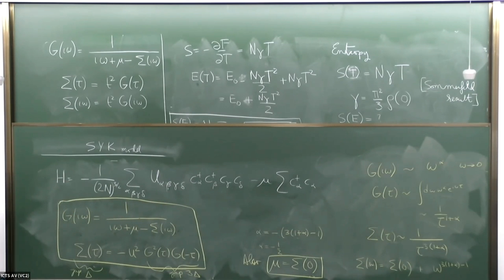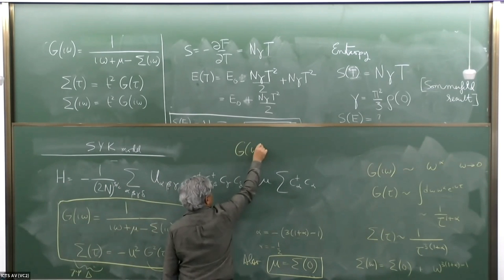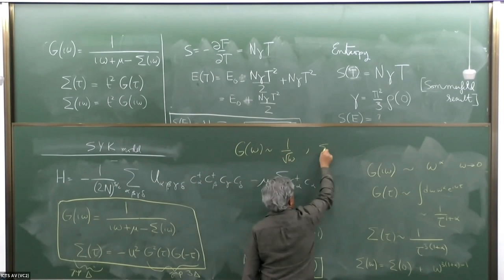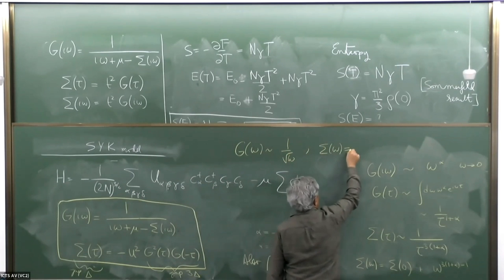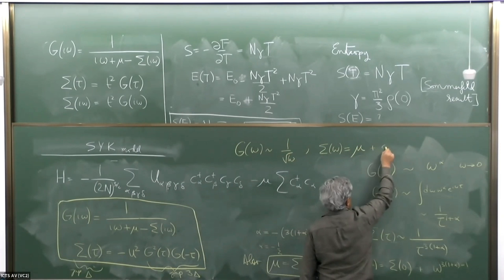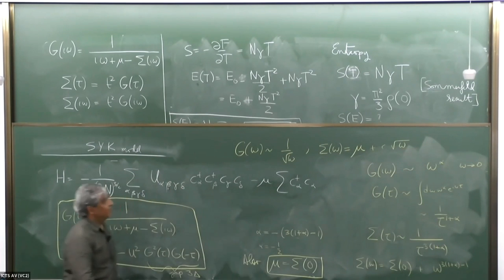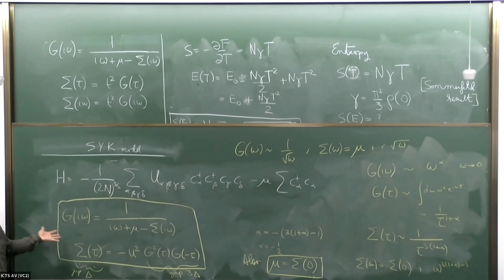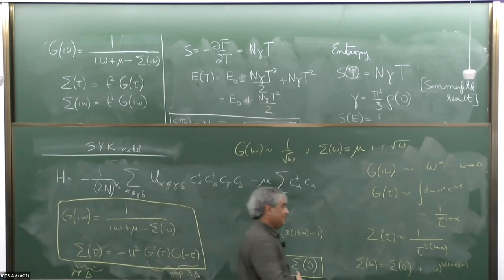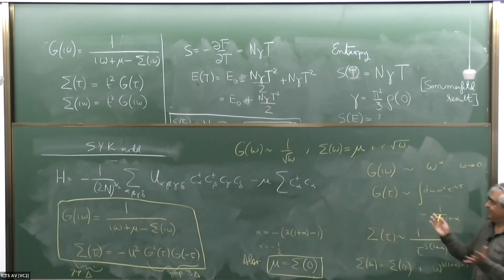So that's the answer. G of omega goes as 1 over square root of omega, and sigma of omega is mu, the chemical potential, plus some constant times square root of omega. That's the only reasonable solution. I mean, this doesn't prove it's a solution, but you're saying that if you have a solution with power law singularity, this is the only way you'll get that.